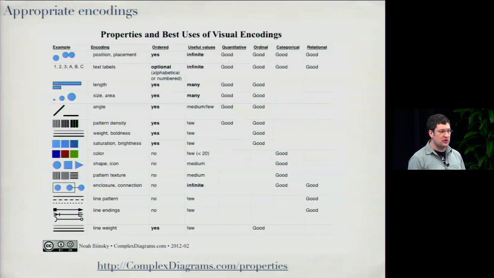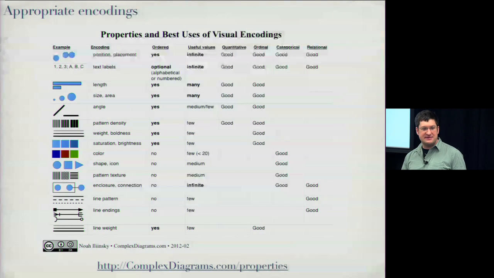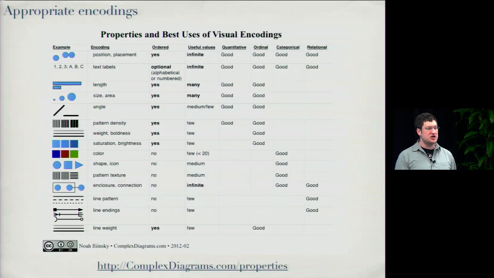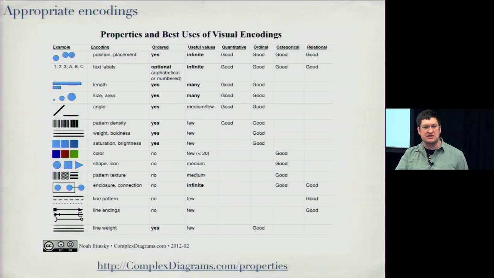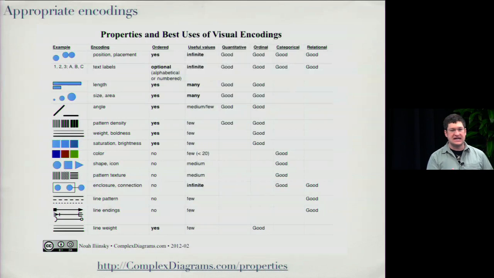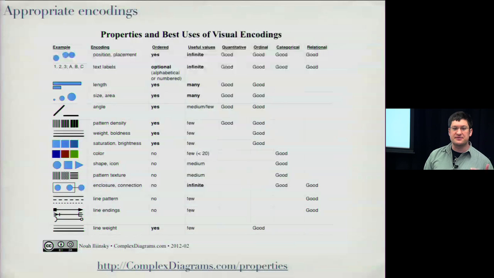The lower half of the table is visual properties that do not tend to be ordered in the brain. So things like shape, things like pattern and texture, things like lines being solid versus dashed versus being dotted. These are very good for things like category and relational encodings, but not good for quantity or for ordinal encodings because they're not ranked in the brain naturally. There's not a natural sequence where if you give someone a dashed line and a dotted line and say which one comes first, that mapping doesn't exist. We can make it up, we can pretend, but that's something that has to be taught and has to be learned. It's not something that you can depend on every audience member just knowing.